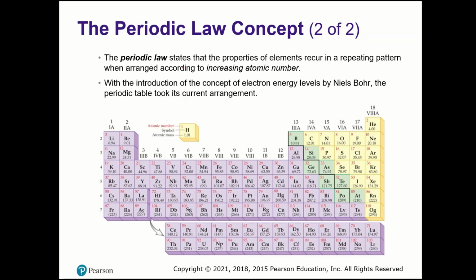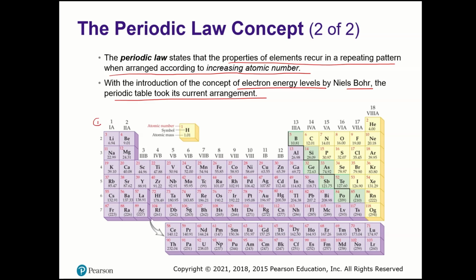So the periodic law states that the properties of elements recur in a repeating pattern when arranged according to increasing atomic number. With the introduction of the concept of electron energy levels by Bohr, the periodic table took the current arrangement. So the arrangement that you already know.